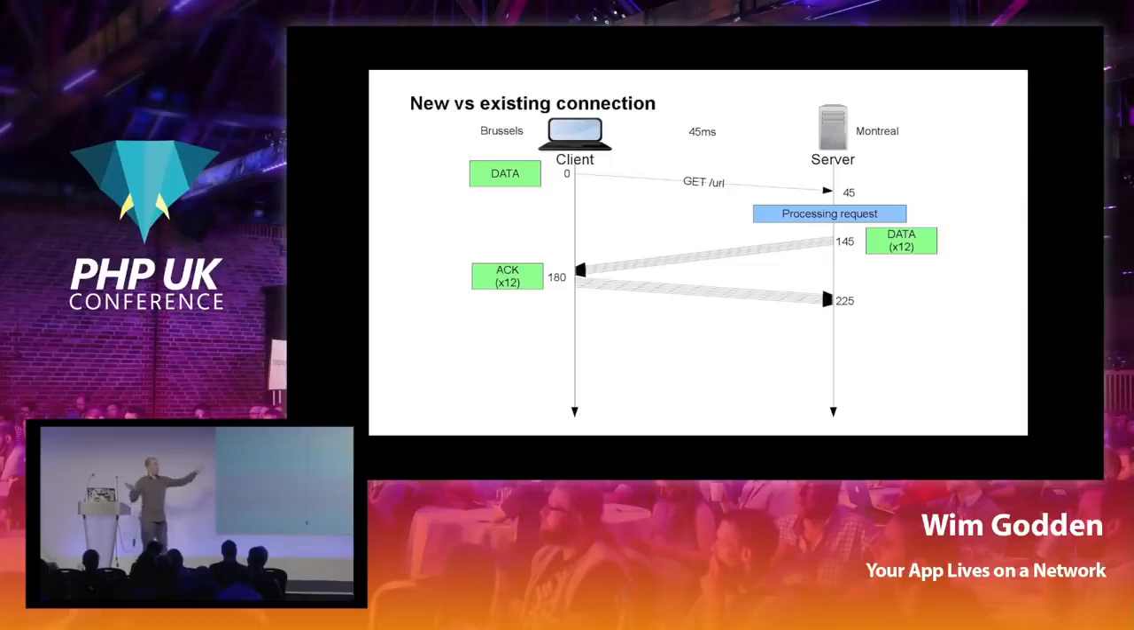It still requires 100 milliseconds of processing. That's your PHP doing its work. But now, the server can reply immediately with 12 packets, because it knew from the previous request that 8 was not a problem, so it's going to try to send 16 now, but we had only 12 packets of data. So it's going to send 12 packets, and the client will acknowledge. So we just saved almost 50% in time. So don't close your connections, obviously.